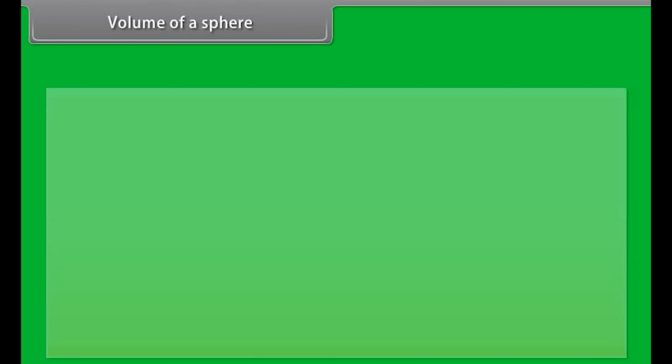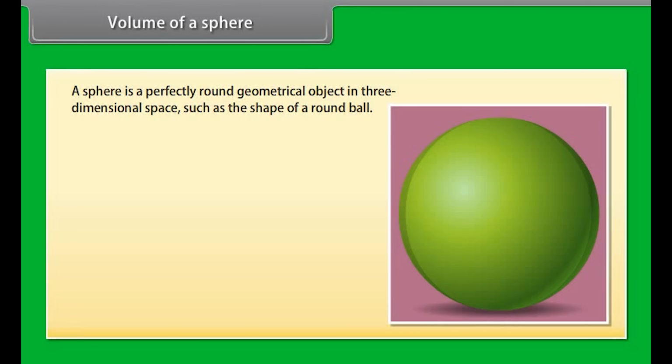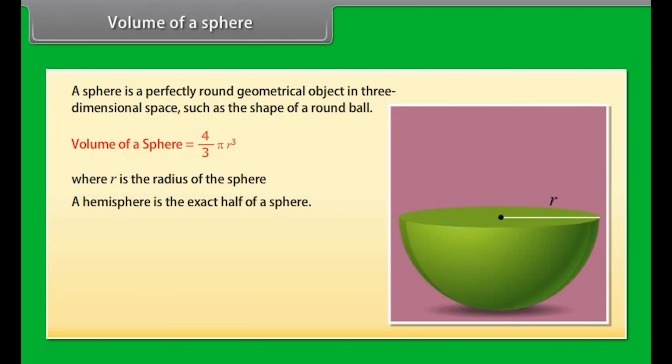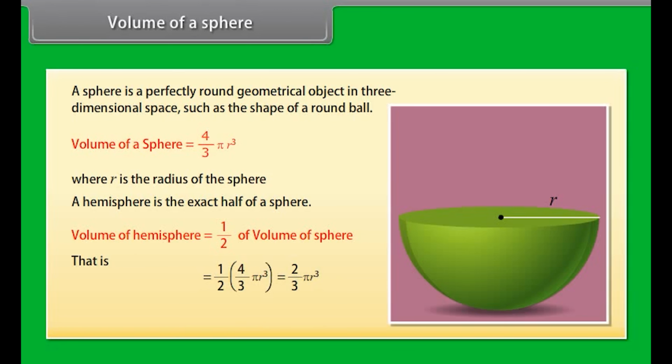Volume of a sphere. A sphere is a perfectly round geometrical object in three-dimensional space, such as the shape of a round ball. The volume of a sphere is given by 4/3 pi r cube, where r is the radius of the sphere. A hemisphere is the exact half of a sphere, and its volume is half the volume of a sphere. That is, volume of hemisphere is 1/2 into 4/3 into pi r cube, which is equal to 2/3 pi r cube, where r is the radius.